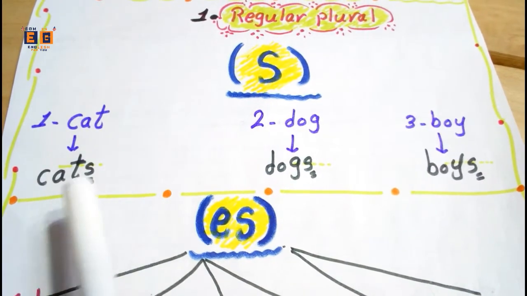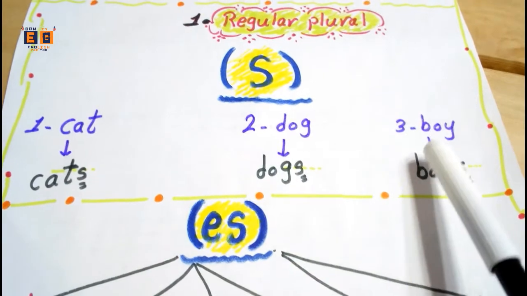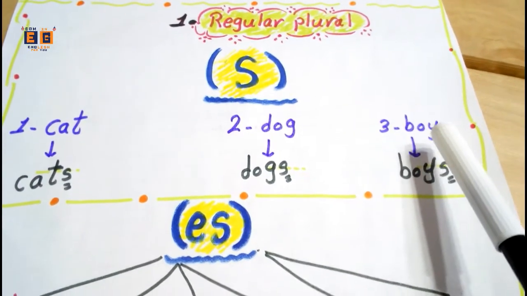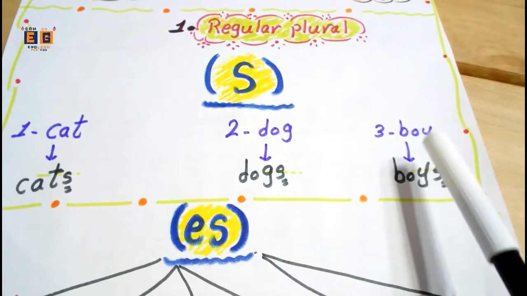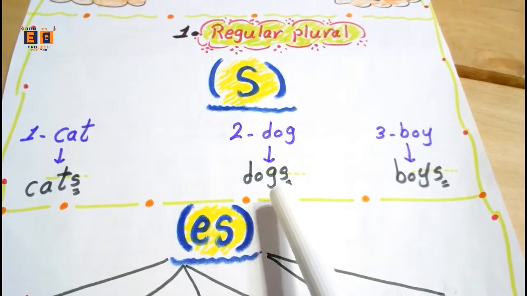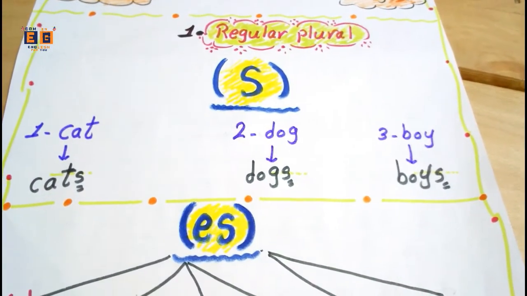They will be like that. Cat will be cats, dog, dogs, boy, boys. I can say one boy, but more than one, it will be boys. Two boys, three boys, and so on. 3 dogs, 5 dogs, 10 cats, 20 cats, and so on.